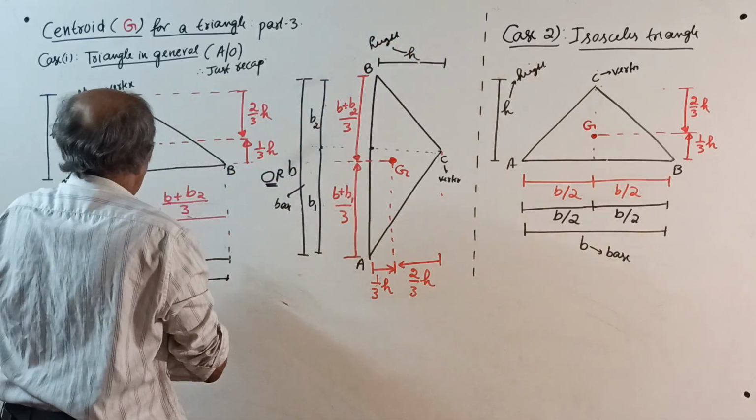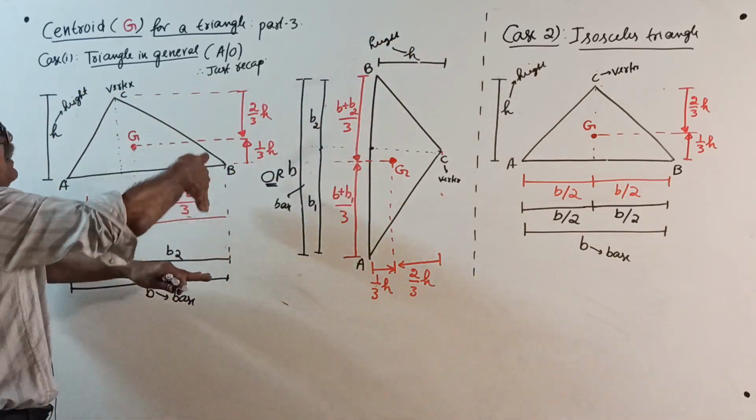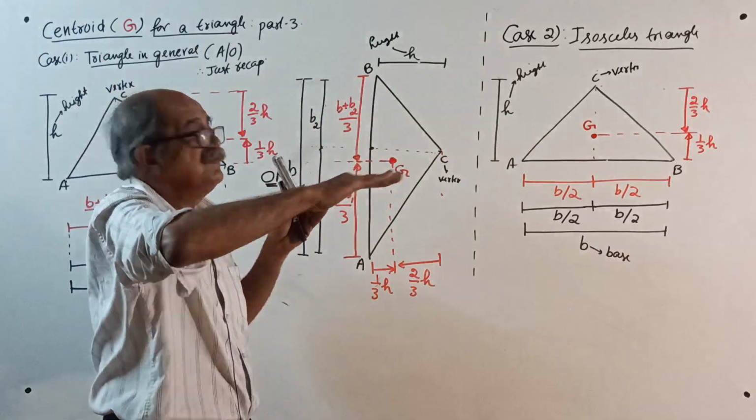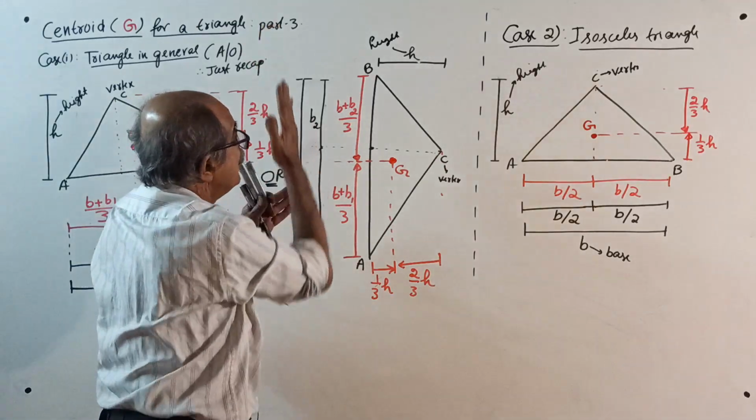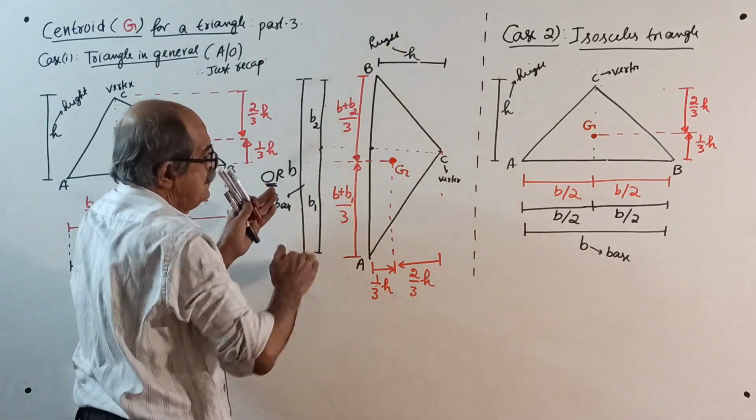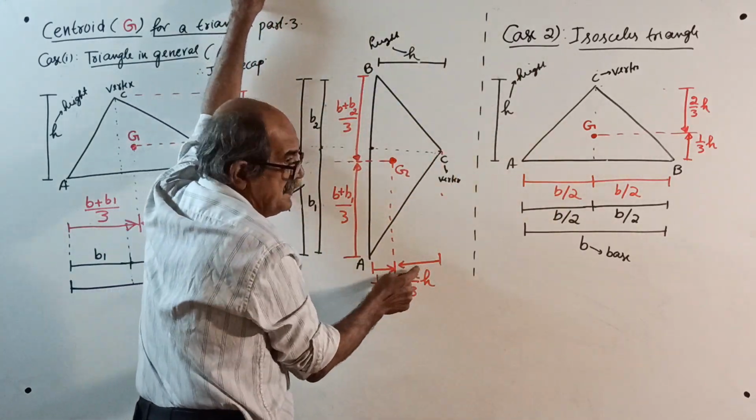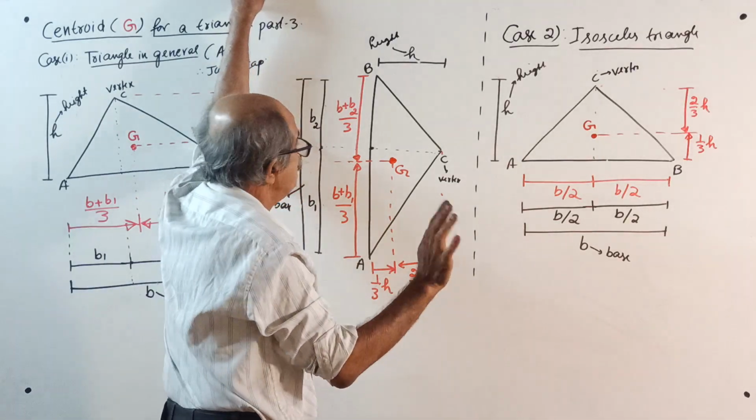Here, see, for this base, the height is defined. There is no base here. This way, there is no base. So, this way, the base is there. So, if this is the base, this is the height. Along the height, it is 1 by 3, 2 by 3, already done over thousands of times.